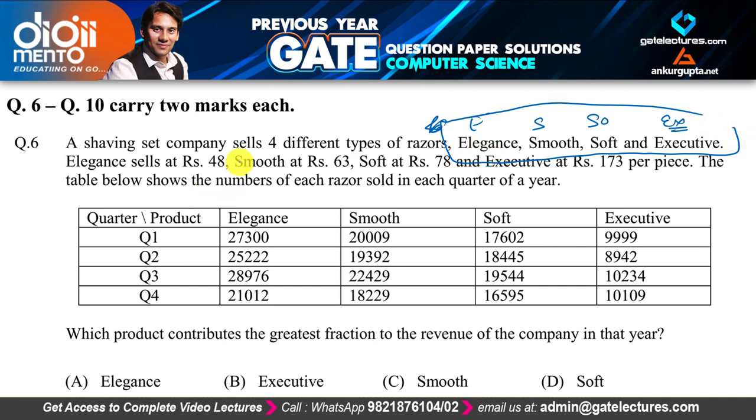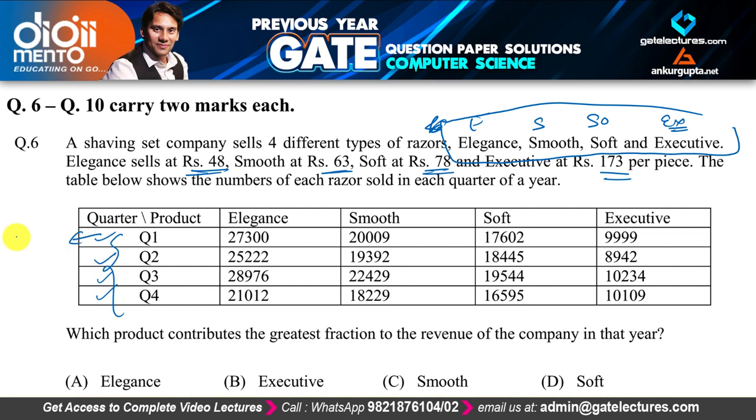Okay, next. The Elegant sells at the rate of 48 rupees per unit. Smooth sells at the rate of 63, Soft sells at the rate of 78, and Executive sells at the rate of 173. The table below shows the number of each razor sold in each quarter of the year. So this is representing all the quarters: first quarter, second quarter, third quarter and fourth quarter.